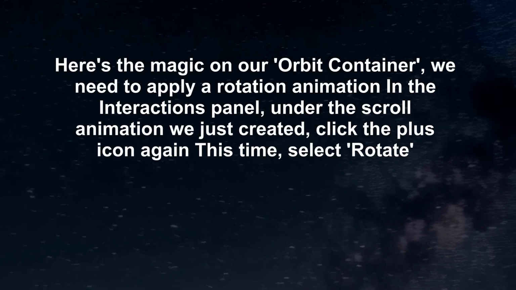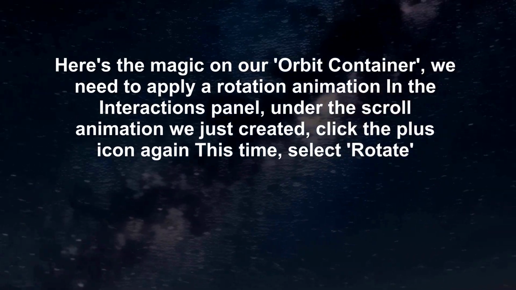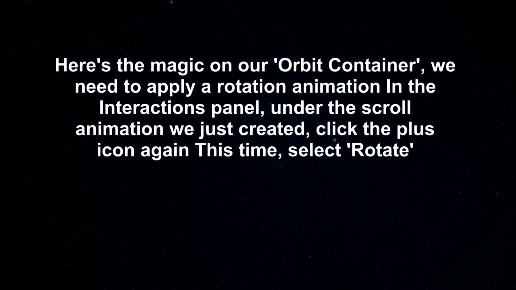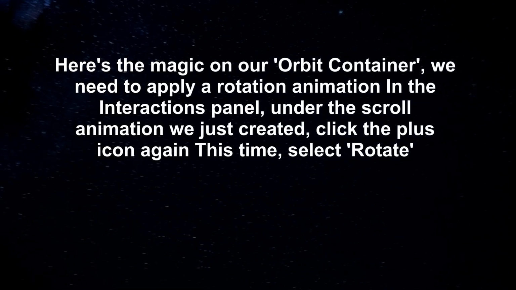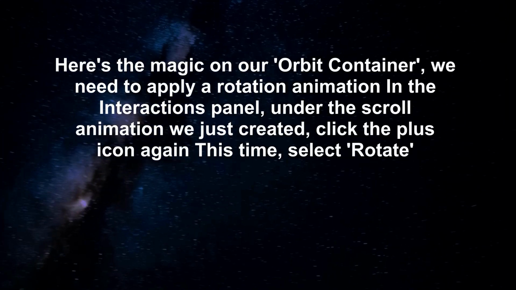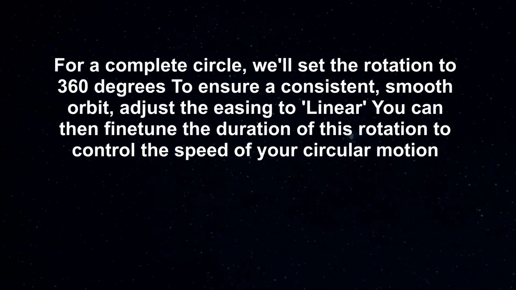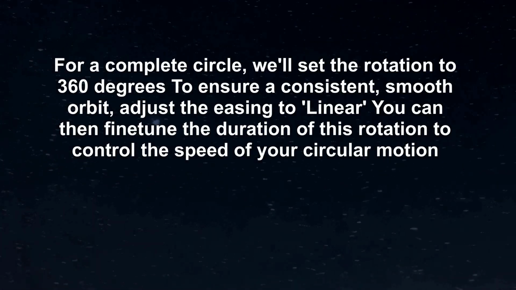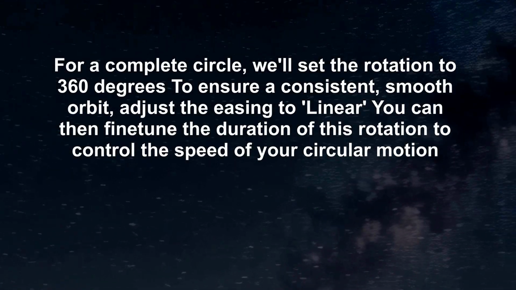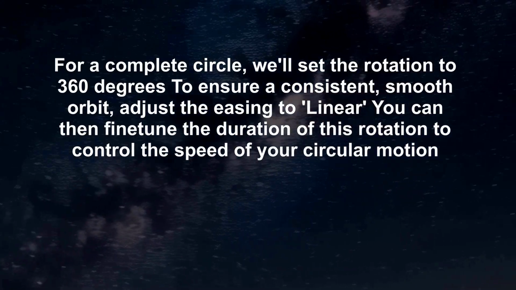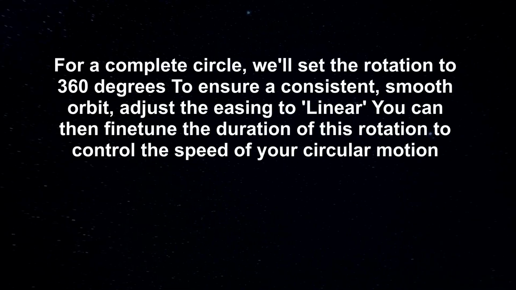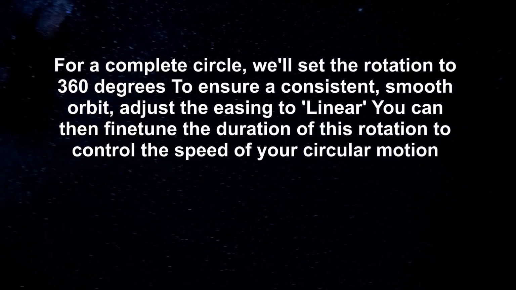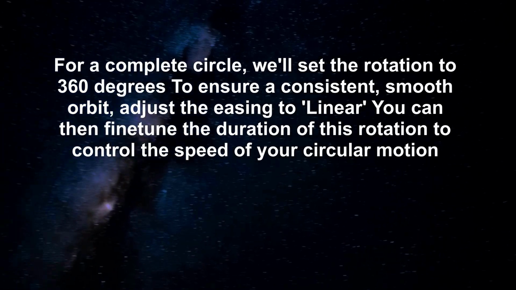Here's the magic on our orbit container. We need to apply a rotation animation in the Interactions panel. Under the scroll animation we just created, click the plus icon again. This time, select Rotate. For a complete circle, we'll set the rotation to 360 degrees to ensure a consistent, smooth orbit. Adjust the easing to linear. You can then fine-tune the duration of this rotation to control the speed of your circular motion.